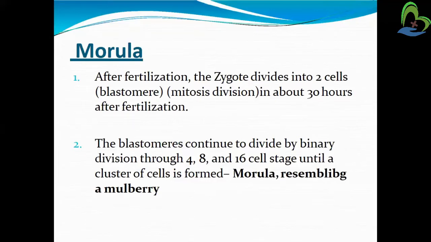This cluster of cells is known as a morula, because it resembles a mulberry. The 16-cell stage is known as a morula, because the blastomeres continue mitotic division by binary division, from 2 cells to 4, 4 to 8, and 8 to 16. So when it reaches the 16-cell stage, it is known as a morula.